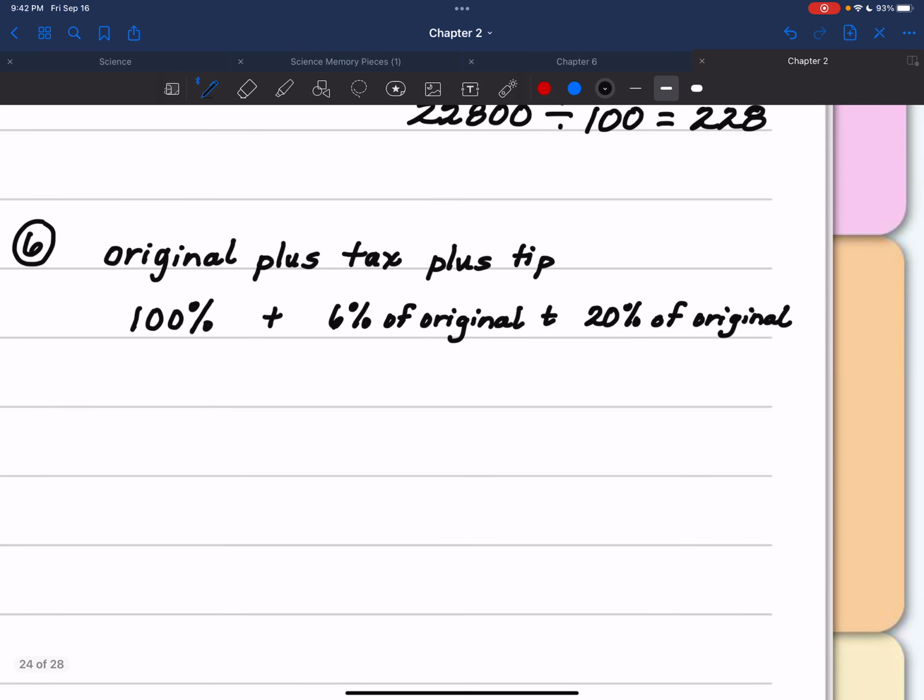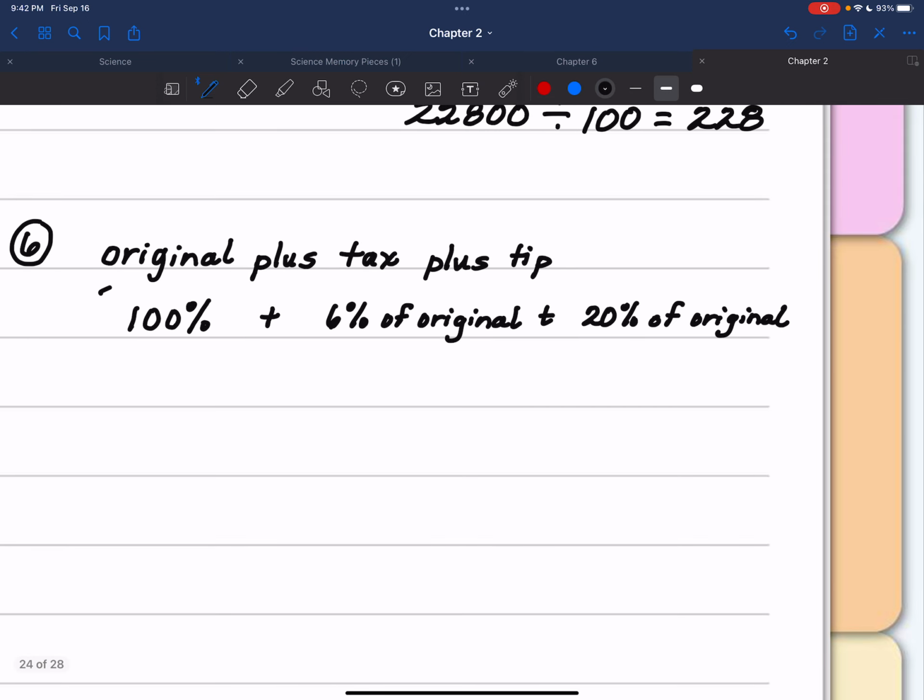Again, this is all the food they ate. This is the tax, and then this is the tip. So I'm going to add those percentages. 100 plus 6 plus 20 makes 126% of the original.